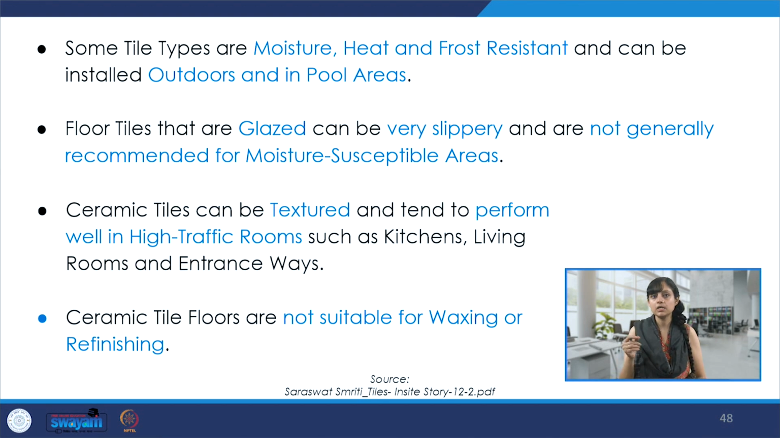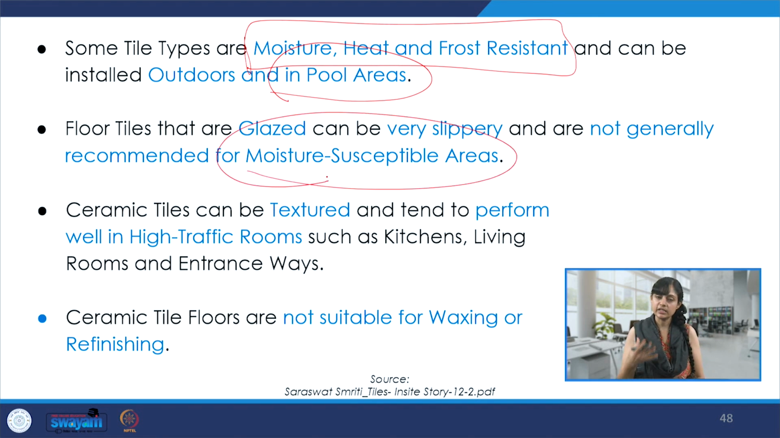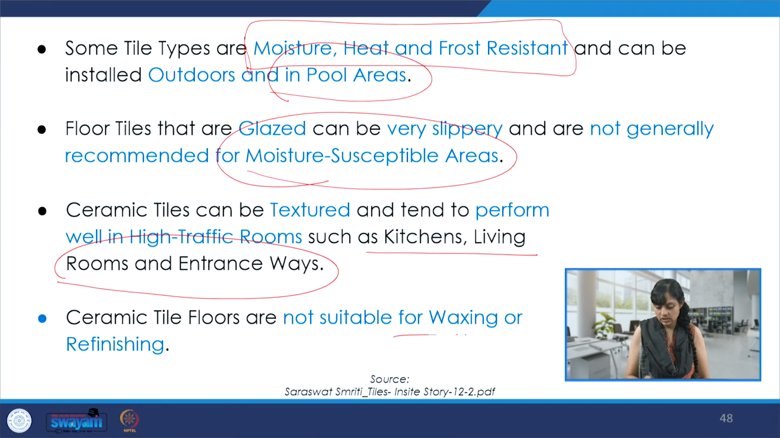Then some tile types are moisture, heat, and frost resistant, and they can be installed outdoors, also in pool areas, because they are resistant to moisture, heat, and frost. The floor tiles that are glazed can be very slippery and are not generally recommended for moisture susceptible areas. Ceramic tiles can be textured and tend to perform well in high traffic rooms such as kitchens, living rooms, and entranceways. Also, ceramic tile floors are not suitable for waxing or refinishing. So these are some thumb rules and important aspects to keep in mind.